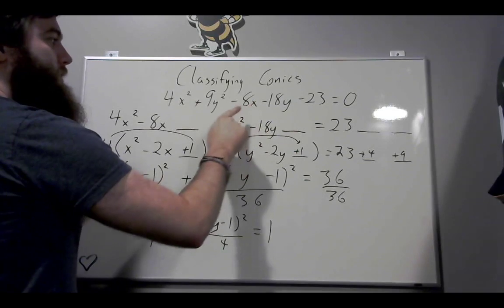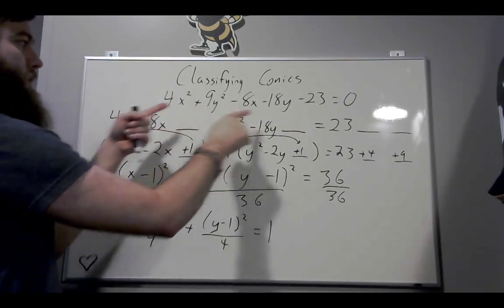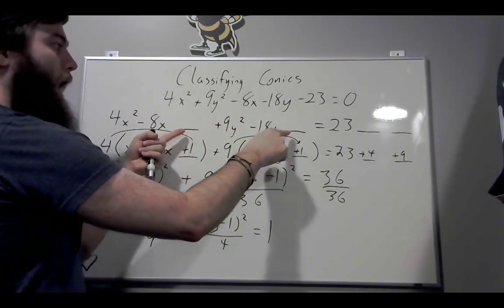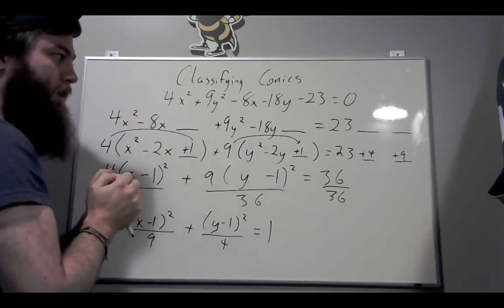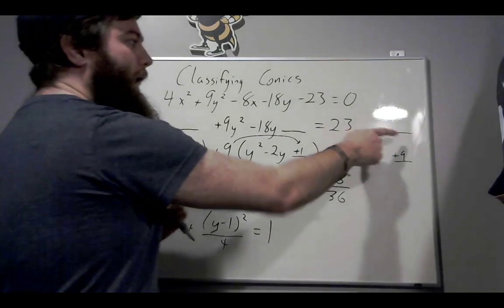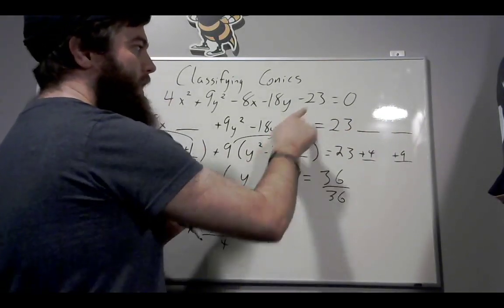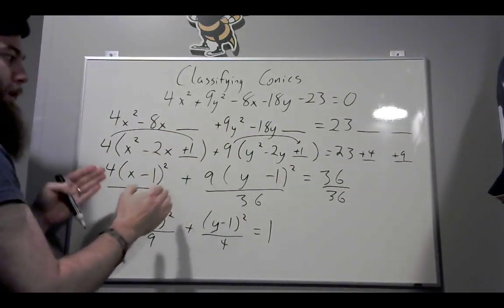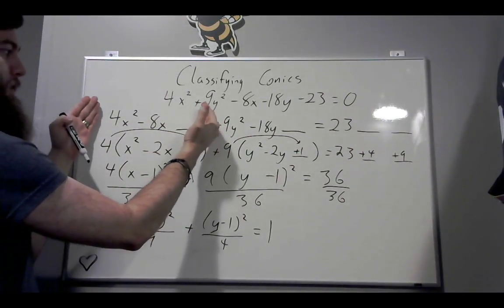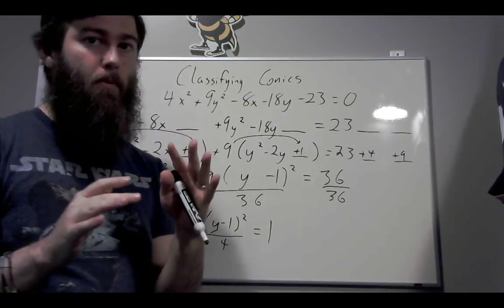So what I did was I grouped my x's, I grouped my y's, I put blanks after them because I need to complete the square for each of the x's and the y's. I added 2 blanks on the right side after I moved my constant over. I then completed the square, so I took each of these problems as like a separate problem.